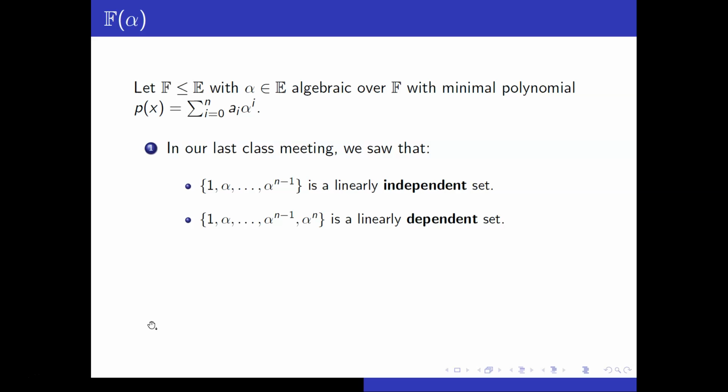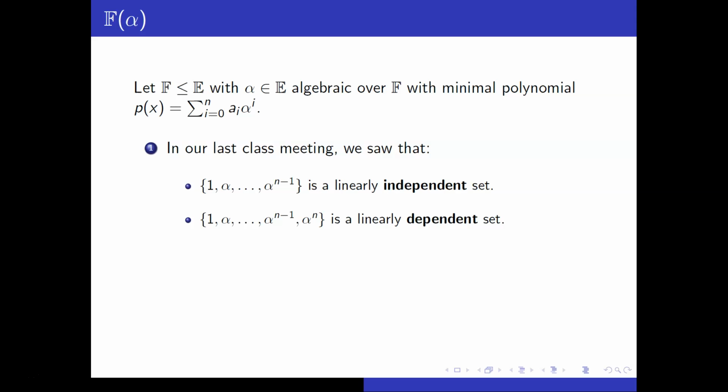Okay, so last class, before we were so rudely interrupted, we had established the following. If I take an algebraic element alpha over F, and I have its minimal polynomial, if I look at a set of powers of alpha, if I start with 1, which is alpha to the 0, up through alpha to the n minus 1, so 1 less than the degree of the minimal polynomial, I get a linearly independent set. On the other hand, if I take 1 more power, I get a linearly dependent set.